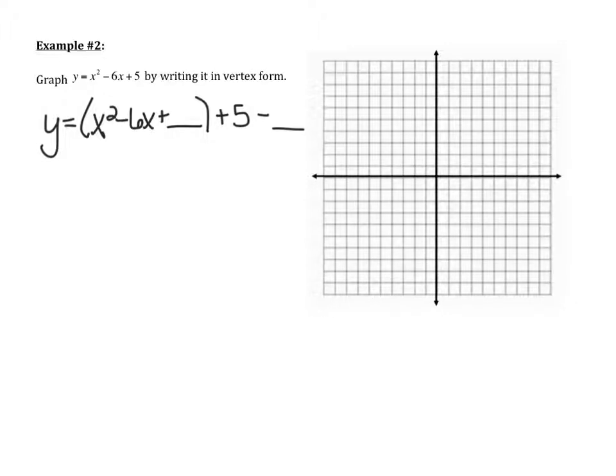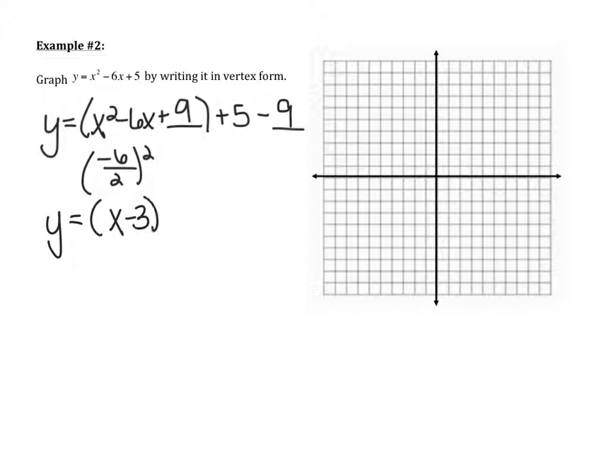So we take that b value, this number right here, and divide by 2 and square it. So we'll do negative 6 divided by 2 and then squared. So negative 6 divided by 2 is negative 3, squared is 9. So if I add 9 to the inside, I'm going to subtract 9 from the outside. So now I'll just factor this. Remember, the factorable form of this is whatever I got after I divided by 2. So I would get y equals x minus 3 squared minus 4. So now I have it in vertex form.